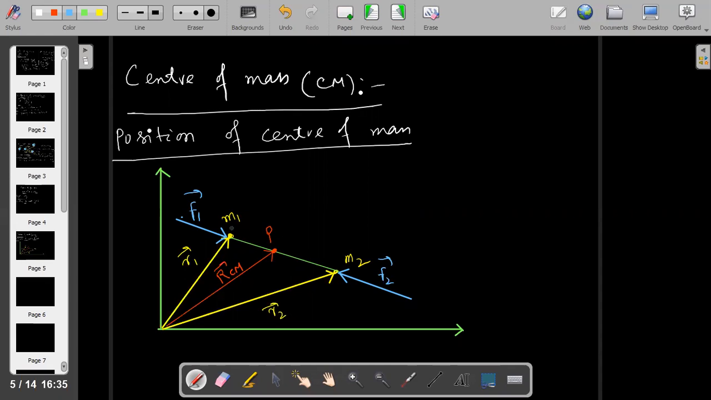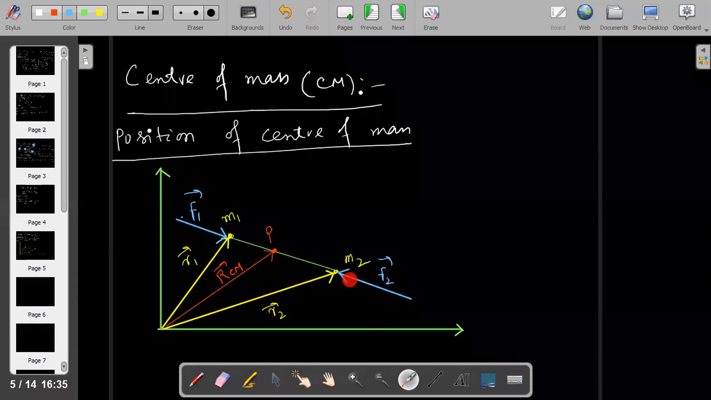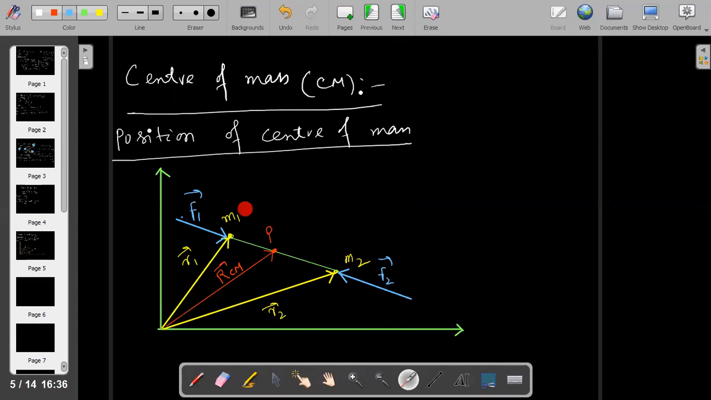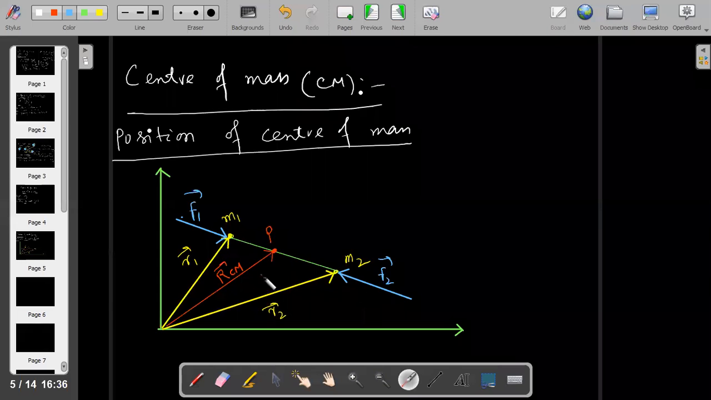So on this system, what is the total force? The system consists of two bodies, M1 and M2. On M1 the force F1 is acting, and on M2 the force F2 is acting. Clear? So on this system, the total force is F1 plus F2. Draw the diagram.